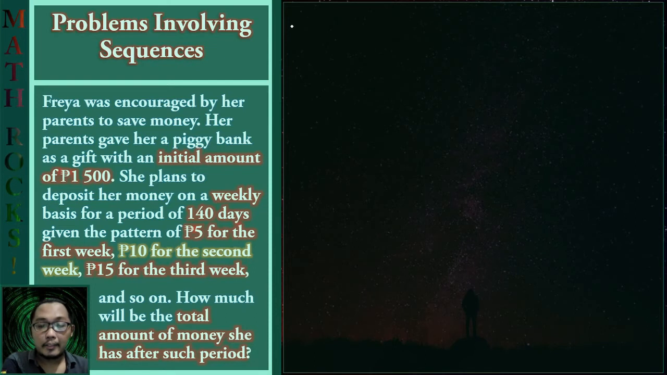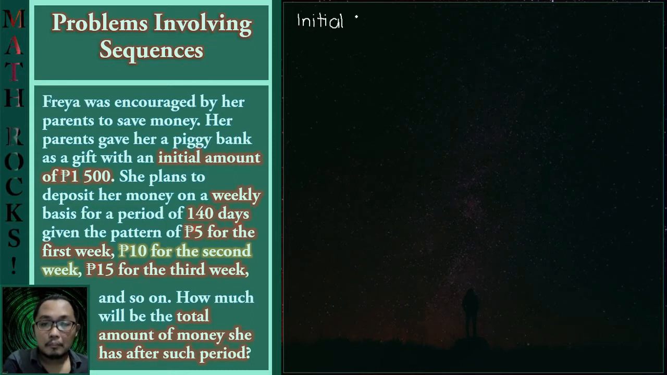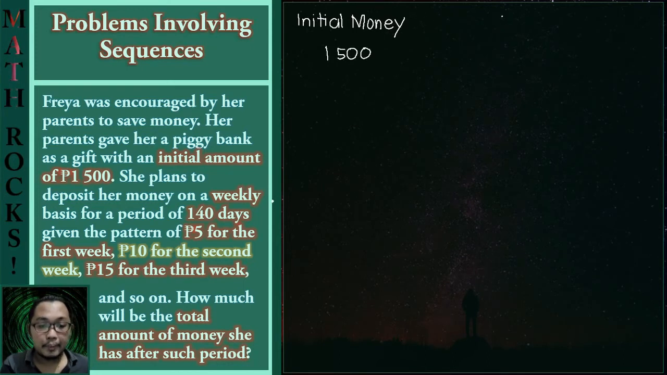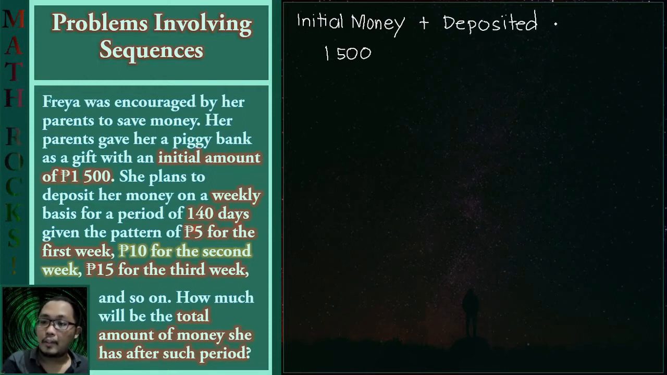Now let us write all the important information in the problem, such as the known quantities. Here we have an initial amount of 1,500. So let us simply call this the initial money. And you would also notice that Rhea plans to deposit her money on a weekly basis. So let us write such information here. There will be such amount of deposited money on a weekly basis here.